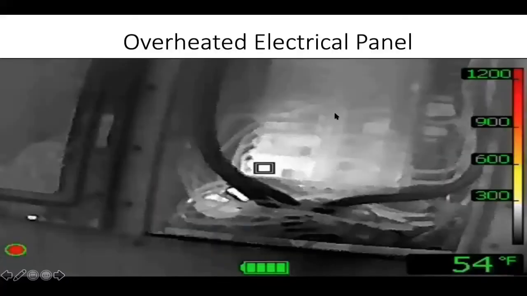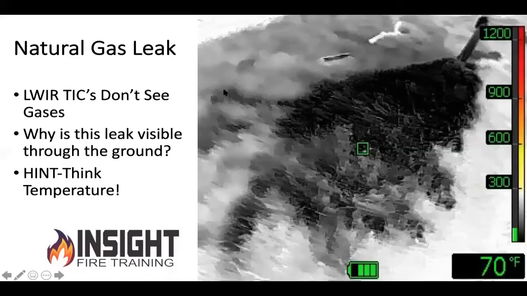Now, this is from my good friend and fellow instructor, Joey Baxa. They had a house fire, and when they went around the back, the panel had been blown off, and they could clearly see the heat signature from the overheated electrical panel. So that was their red flag. And here's my personal favorite.